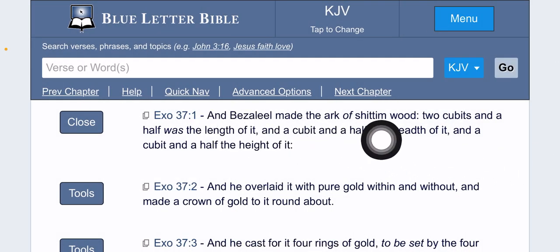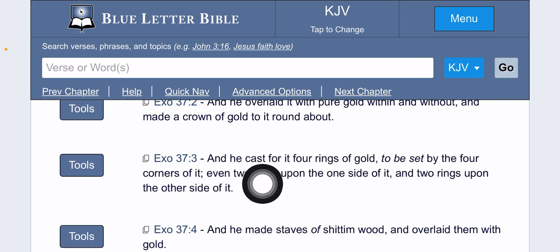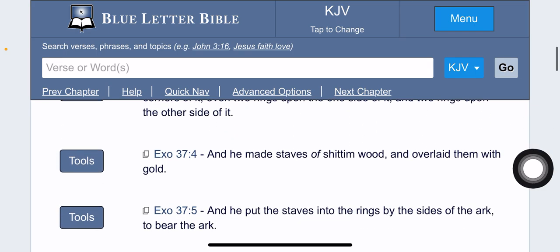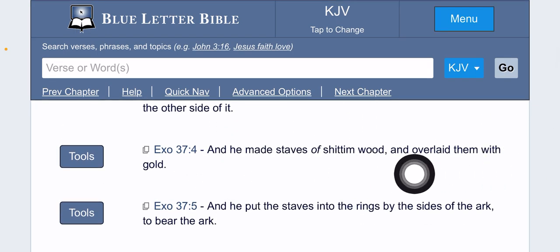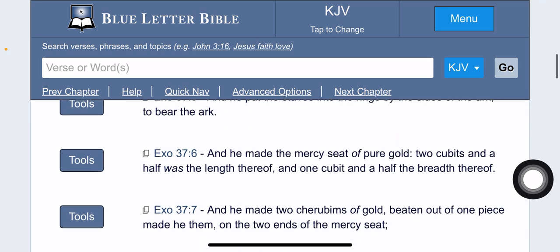Bezalel made the ark of shittim wood, 2.5 cubits was the length of it, and 1.5 cubits the breadth of it, and 1.5 cubits the height of it. And he overlaid it with pure gold within and without, and made a crown of gold to it round about. And he cast for it 4 rings of gold to be set by the 4 corners of it, even 2 rings upon the one side of it, and 2 rings upon the other side of it. And he made staves of shittim wood and overlaid them with gold. And he put the staves into the rings by the sides of the ark to bear the ark.